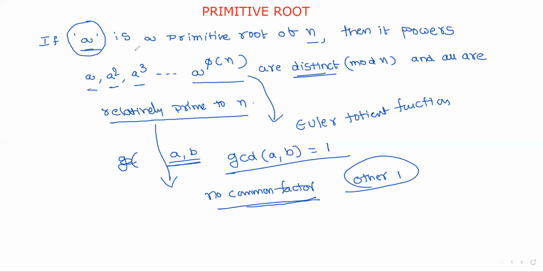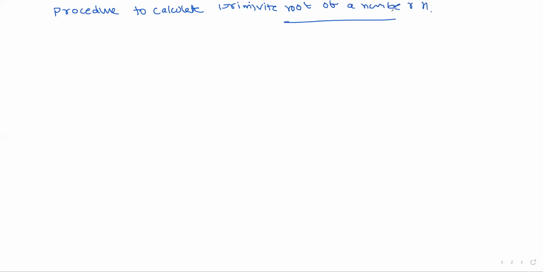Now, what is the procedure? That is, how do we calculate the primitive root of a number n? Now, I will explain the procedure to calculate the primitive root of a number n with an example. What is the first step? The first step is to calculate phi of n. Then you have to calculate all the powers and then apply the modulus operation.